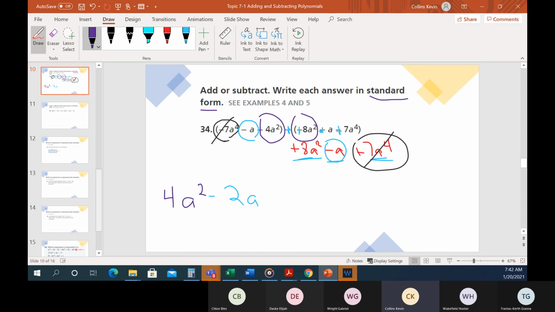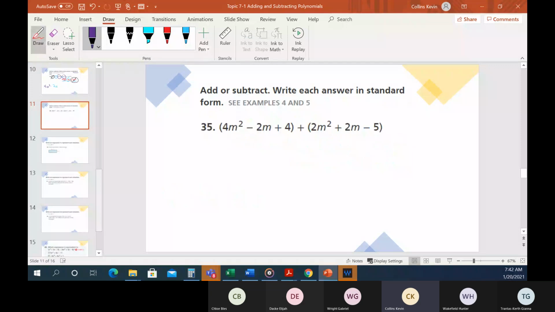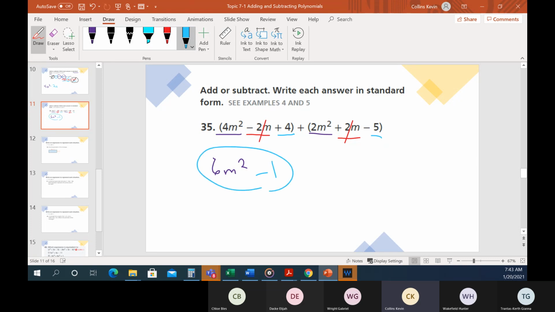Okay, Representative Chloe, talking for the mute group here. All right, so this one's a plus, so we don't have to mess around with that sign changing thing. We've got 4m squared and 2m squared, so it's going to be 6m squared. And we move on to the m's. We've got a minus 2 and a plus 2. They just cancel. All right, and then we move on to the numbers. We've got 4 minus 5. That's going to be minus 1. So that's our answer.